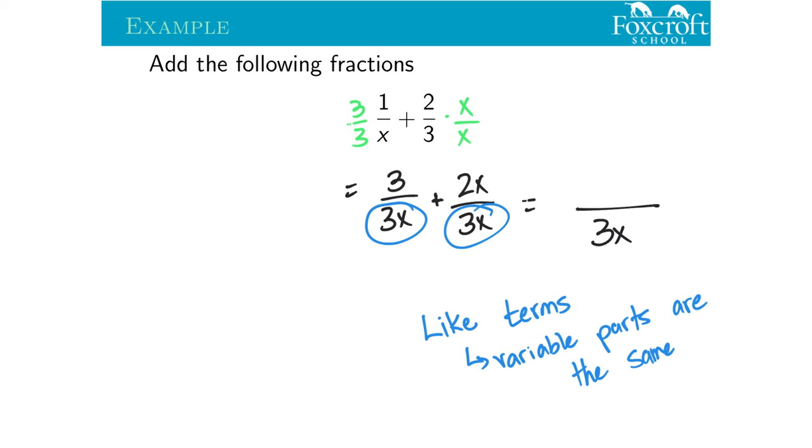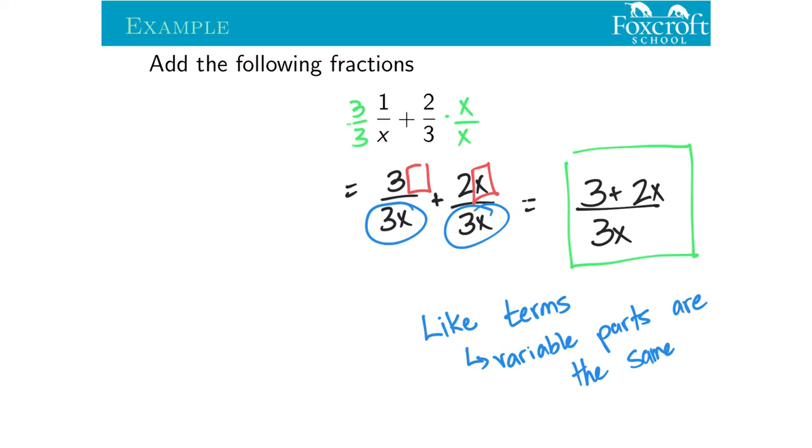So if the variable parts are the same, then it's a like term. 3 has no variable part, there's no X. And here we have an X. So there's one that doesn't have an X and one that does. That means they're not like terms, so we just have to leave them separate. All right, and this is actually just the final answer. It's not pretty, but we can't really do anything else.